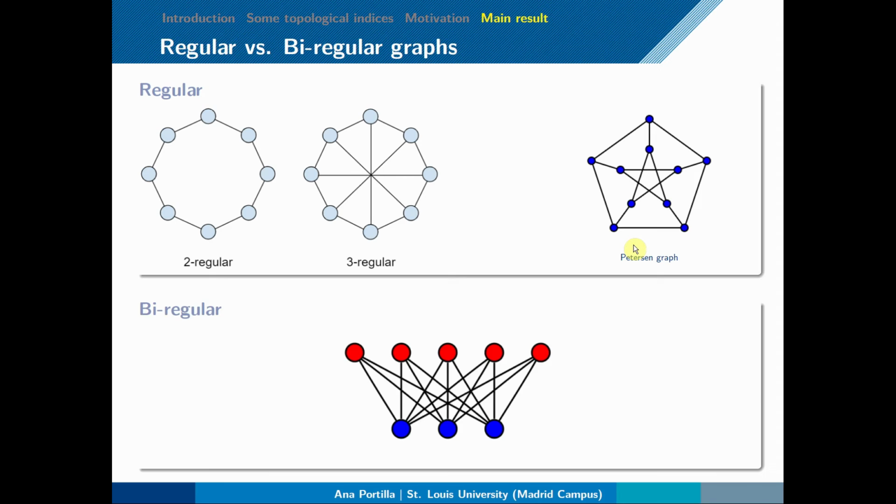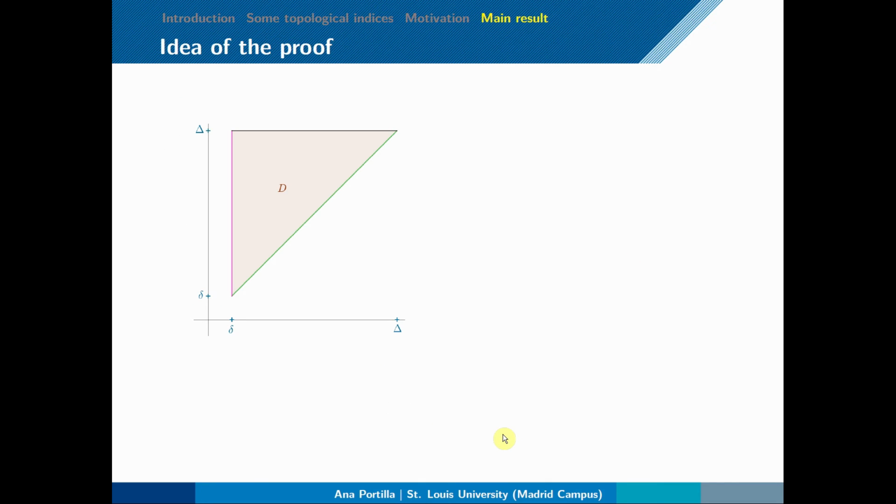And a biregular graph is a bipartite graph. That's to say, the vertices in the graph can be split into two sets, the red and the blue in my example. And all the vertices in each partition have the same degree. For example, all the red vertices have degree 3 and all the blue vertices have degree 4. Although the proof is quite technical, as I said, I'm going to give an intuitive idea of the proof.